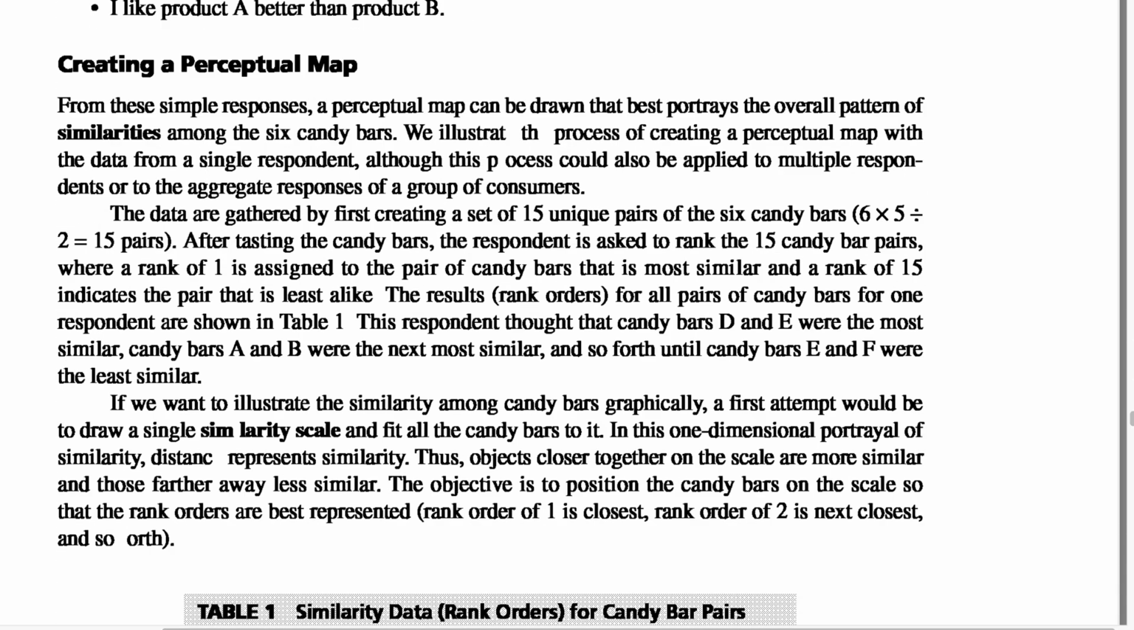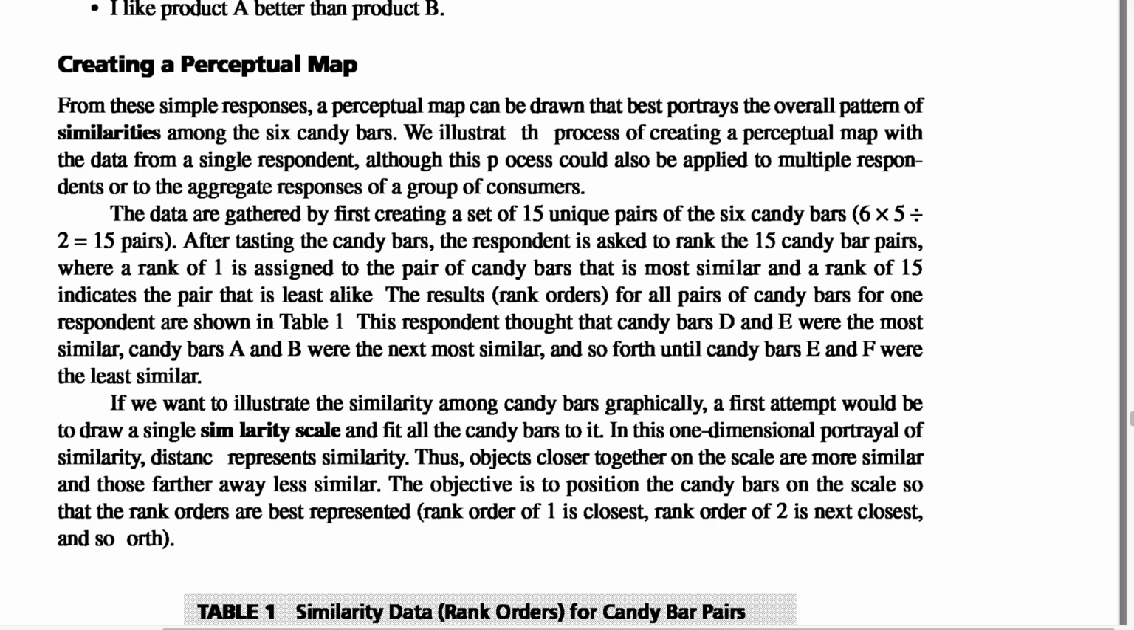Creating the perceptual map. From these sample responses, a perceptual map can be drawn that best portrays the overall pattern of the similarities among these six candy bars. We illustrate the process of creating a perceptual map with the data from a single respondent, although this procedure could also be applied to multiple respondents or aggregate responses of a group of customers. The data are gathered by first creating a set of 15 unique pairs of the 6 candy bars. 6 times 5 divided by 2 is equal to 15 pairs.